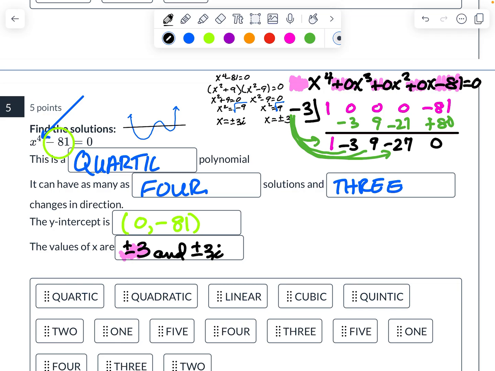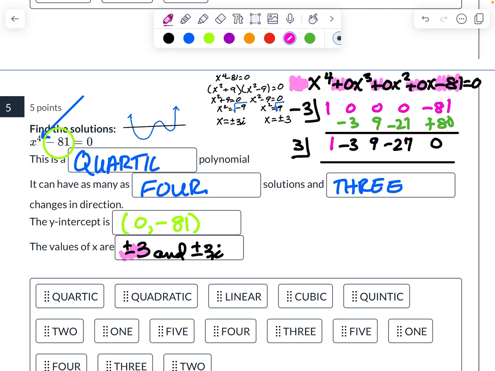And we knew that would be an answer. But now we're going to do synthetic division with our 3. So we're going to put the 3 in the box. We're going to leave a space. And we're going to pull the first number straight down.